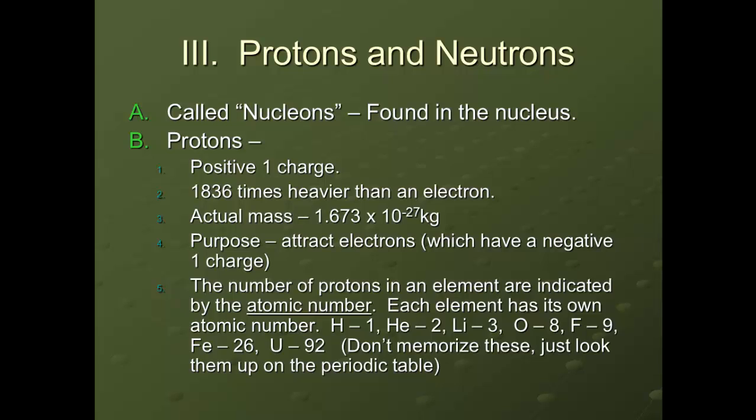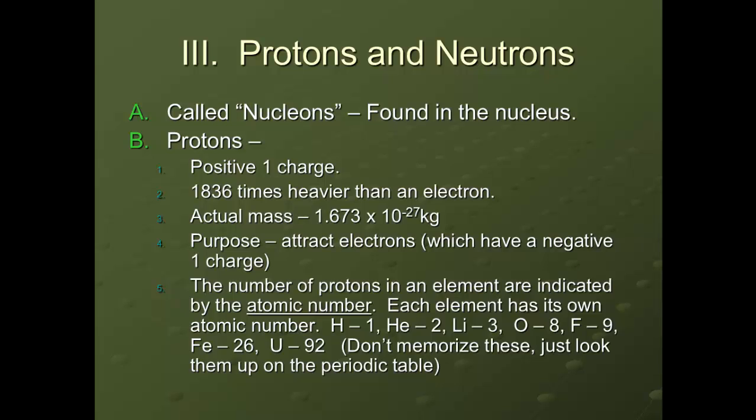If you have 2 protons in the atom, it is always helium. If you have 3, it's always lithium. If you have 8, it's always oxygen. If you have 9, it's always fluorine. If you look at a periodic table, you'll see that these are the numbers above the element symbols.